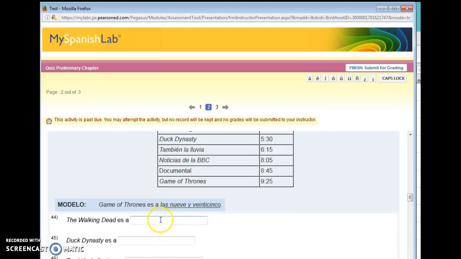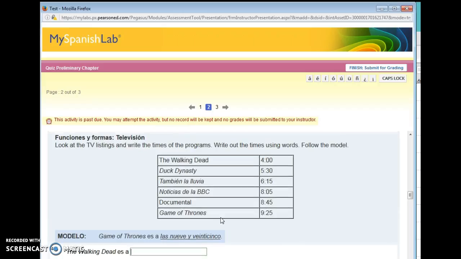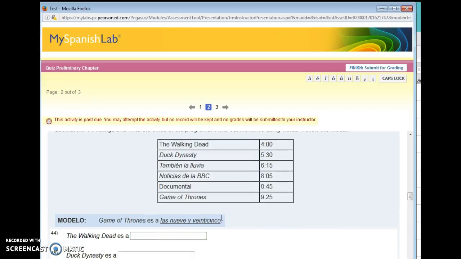So this is the time at which something happens. So there's two things with the time. There's ¿qué hora es?, what time is it now? And there's ¿a qué hora?, which is at what time does something take place, and this is the at what time.